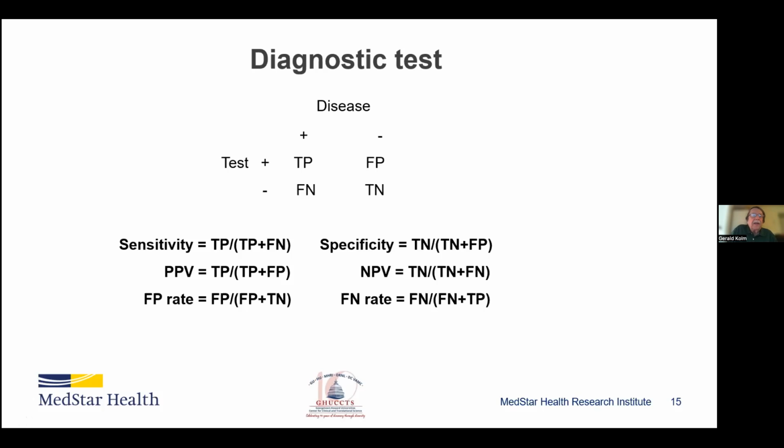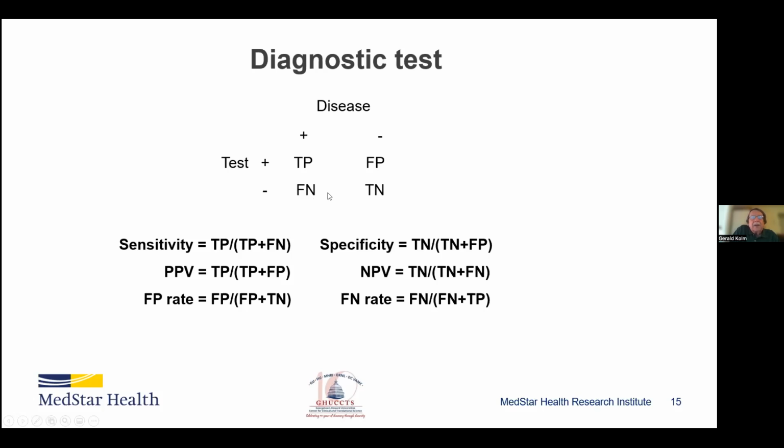We can also then calculate what we call predictive values, positive predictive value, PPV, or a negative predictive value. And so the positive predictive value is the idea that if we test and a person is positive for the disease, what's the probability that they actually have the disease? And so that's the true positives divided by the true positives plus the false positives. And that's our positive predictive value.